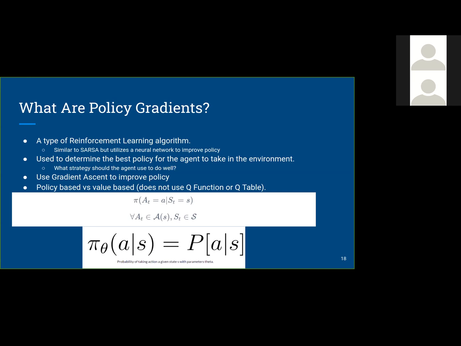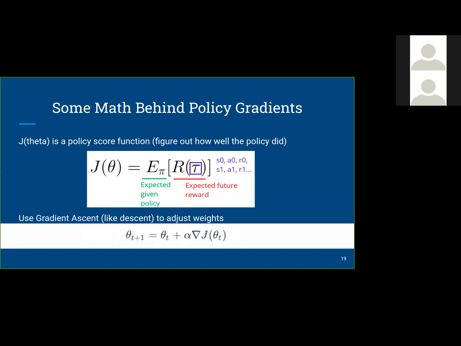Okay, if there are no more questions, let's move on. So here's some more maths. This looks kind of complex, I guess. J is a function used to score our policy. So J is trying to score our parameters to say, okay, is this a good set of parameters? Are we doing all right so far?